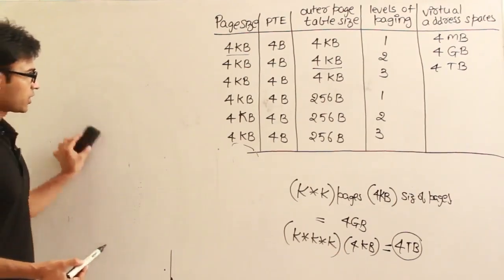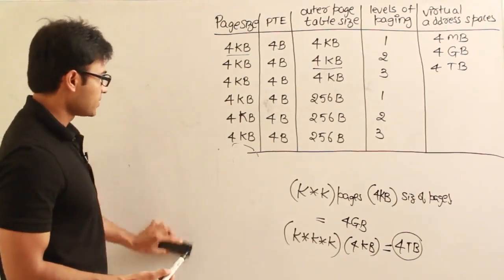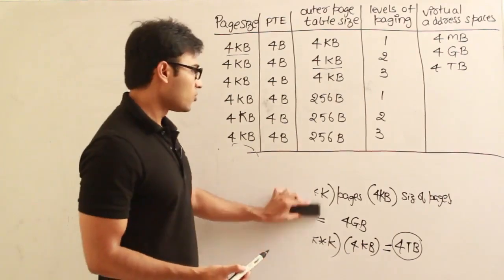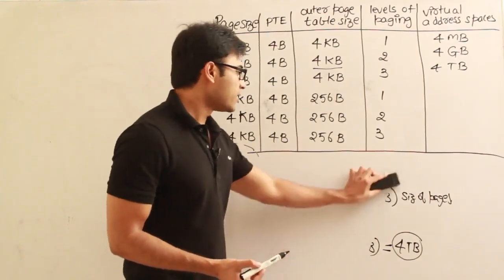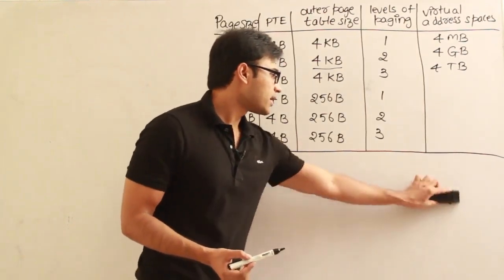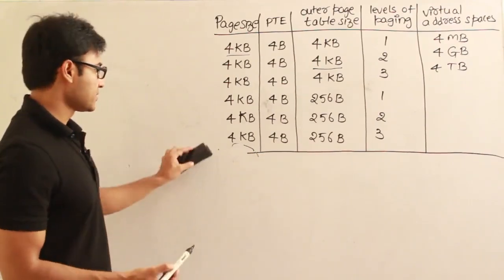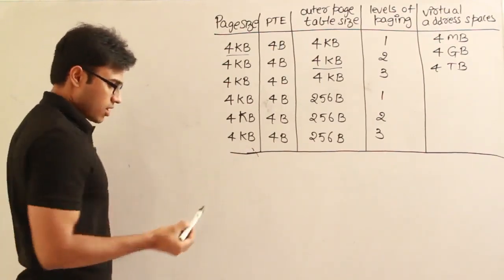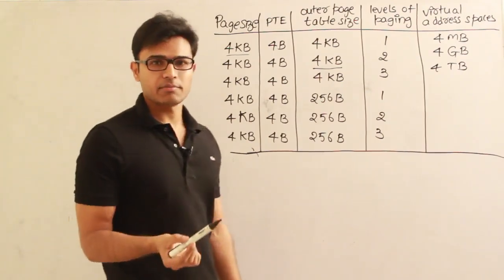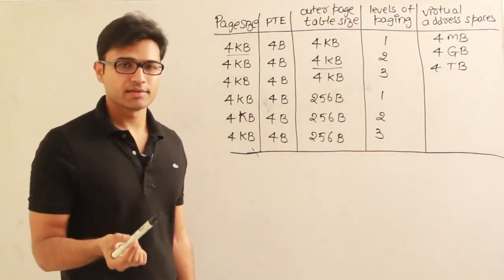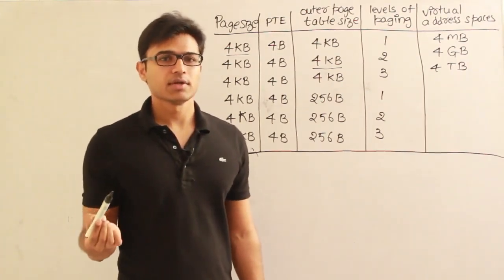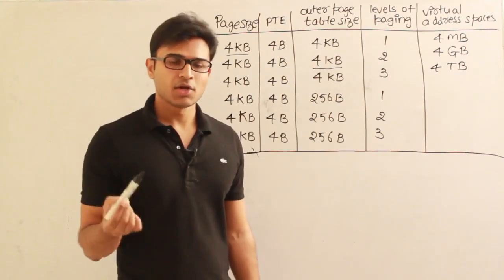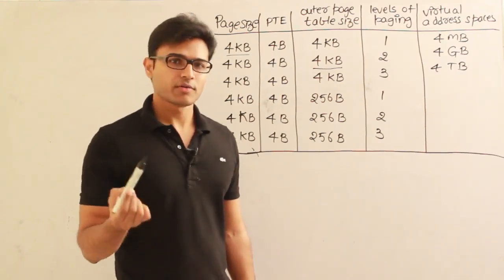question is the same. 4 KB is the page size, and the page table entry is 4 bytes, but the only difference is the outermost page table is containing only 256 bytes. See, that is the difference. The outermost page table might not completely fill up one entire page. It so happens that in many cases the outermost page table might fail to fill up the entire page or might occupy a small portion of the page.